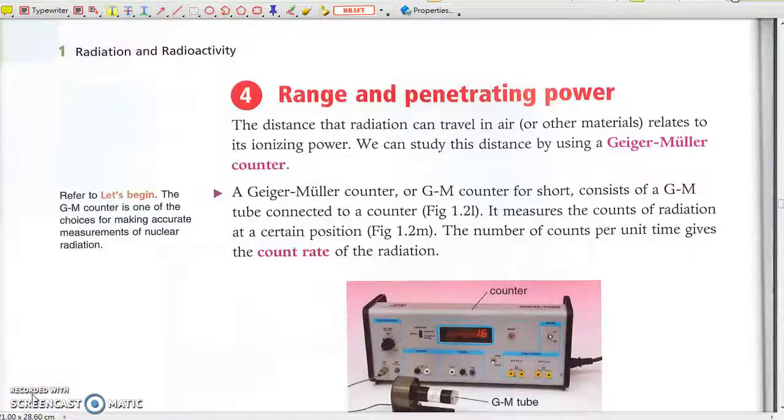4. Range and penetrating power. Range is the distance that a radiation can travel in a certain medium. For example, alpha radiation can travel typically 5 cm in air, and so its range is 5 cm in air.